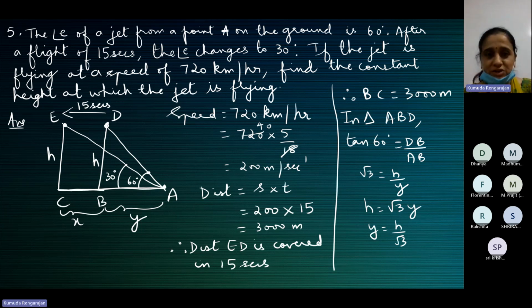You want to find h. So you want h. You don't want y, right? So write y is equal to h by root 3. So in the next equation where you have y, you can replace that with h by root 3. So you'll be introducing h there. That's all it is.